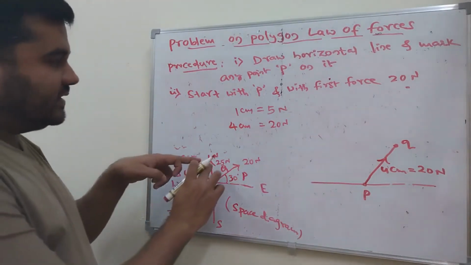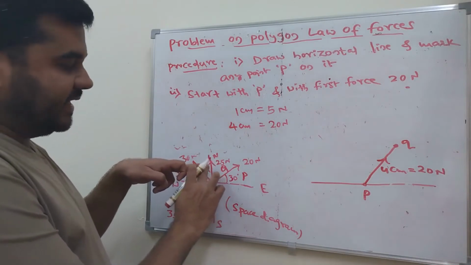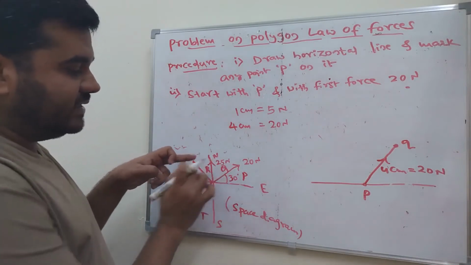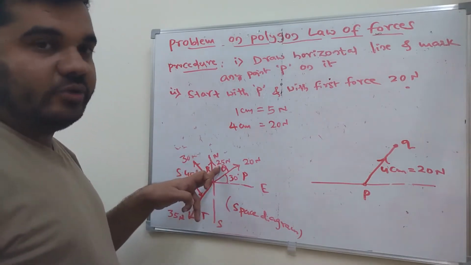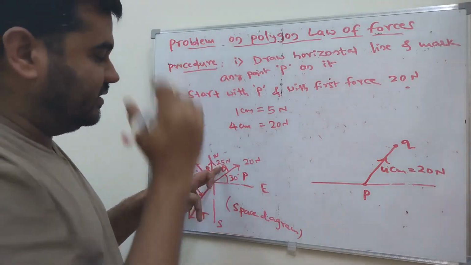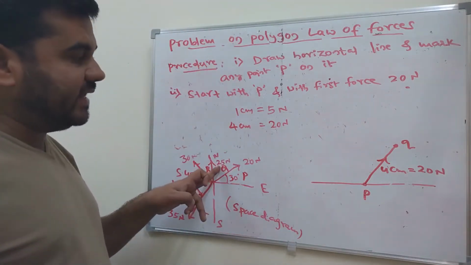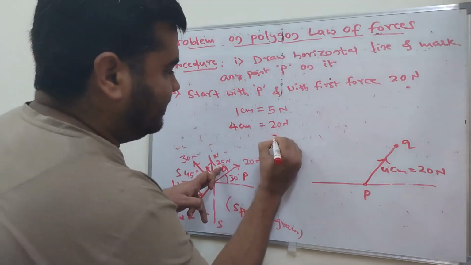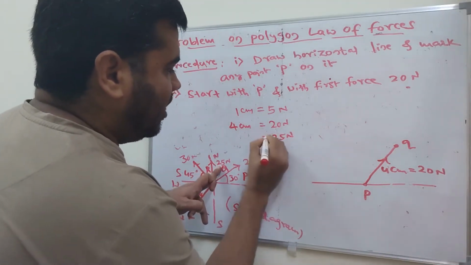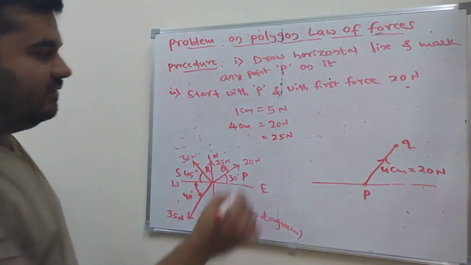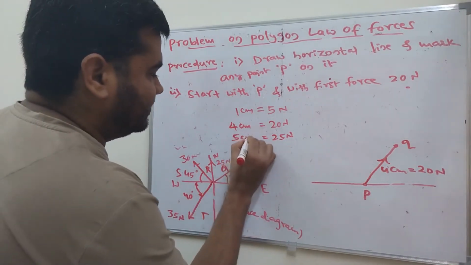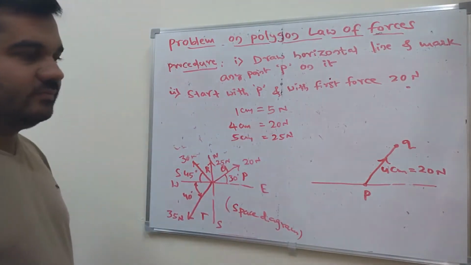Now go to the next force, 25 Newton, right? The second force is QR. QR is 25 Newton. It will be towards exactly north, towards vertical. Now again the scale: this is 25 Newton, right? How many centimeters? That is 5 centimeters, right? 5 centimeters, the second one.